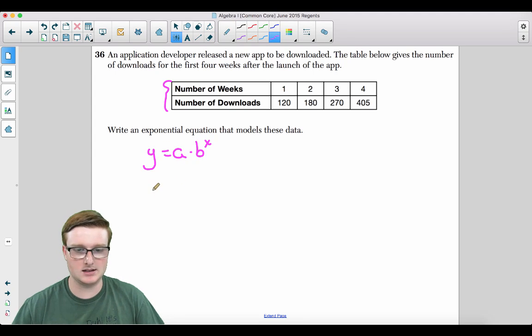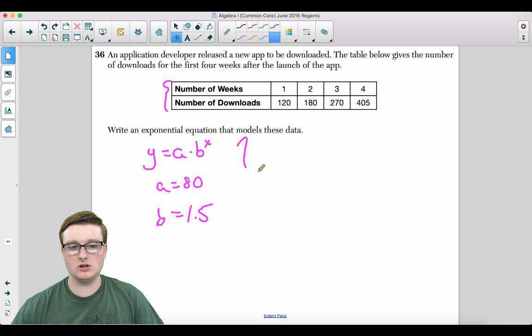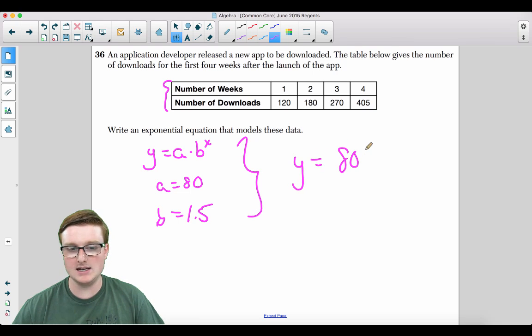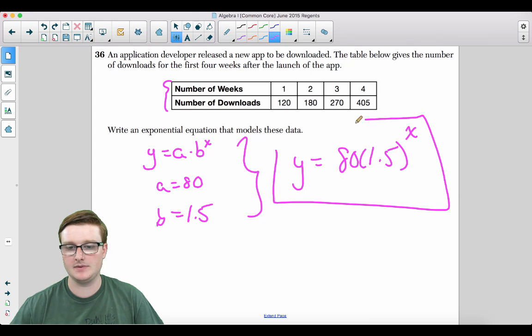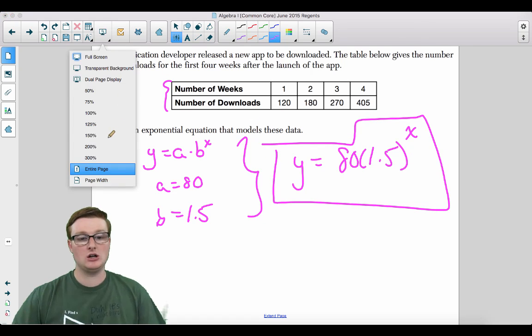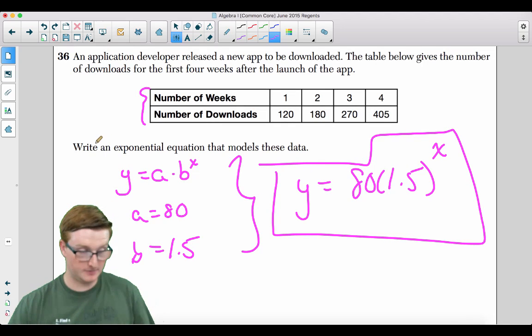A times B to the X. A is 80. B is 1.5. Okay, so write an exponential equation. It's just y is equal to 80 times 1.5 raised to the x power. And that is your answer to the first part of this question.